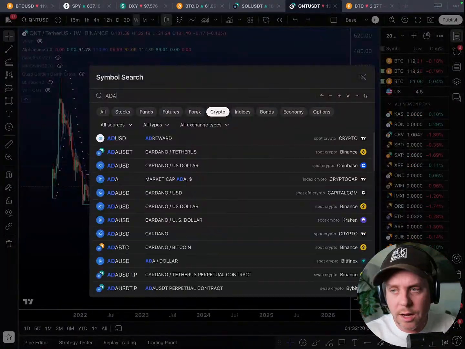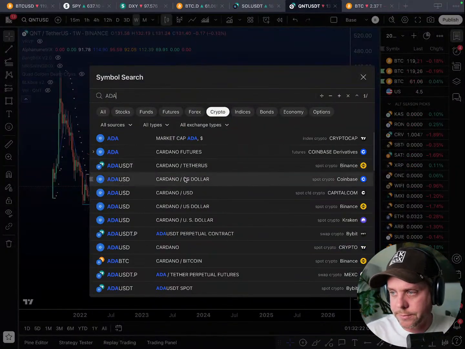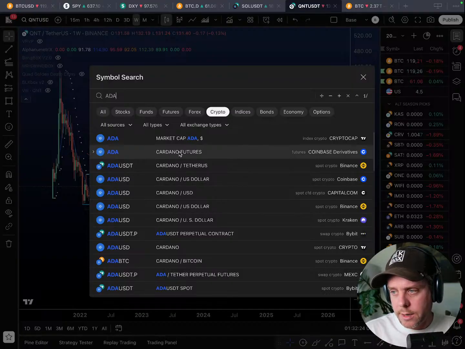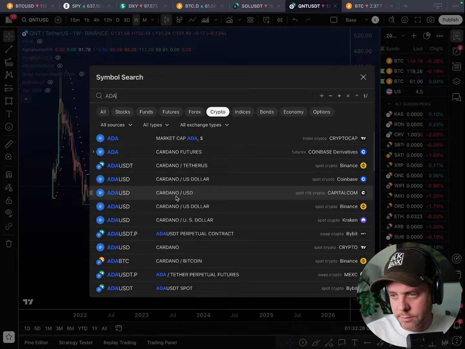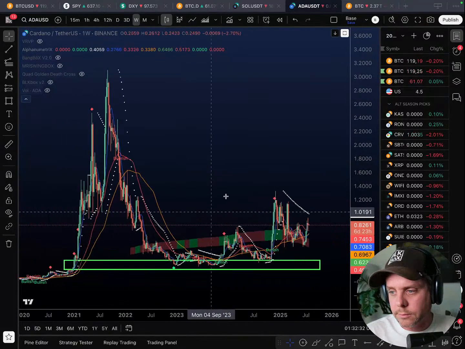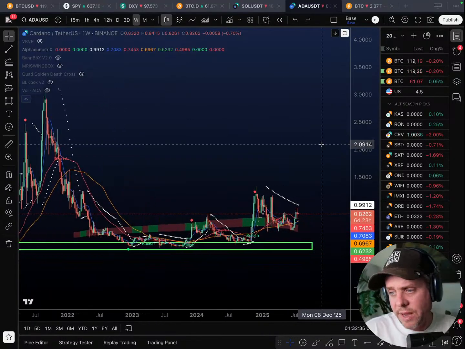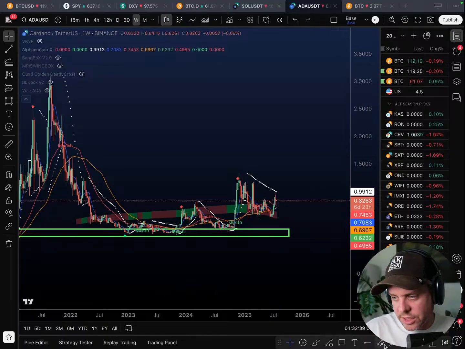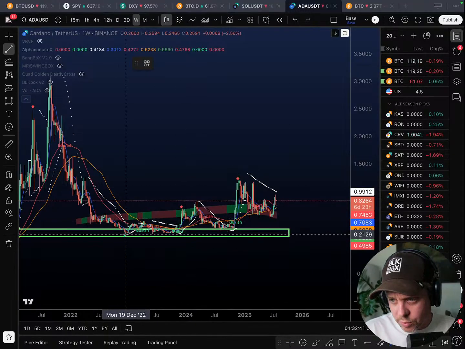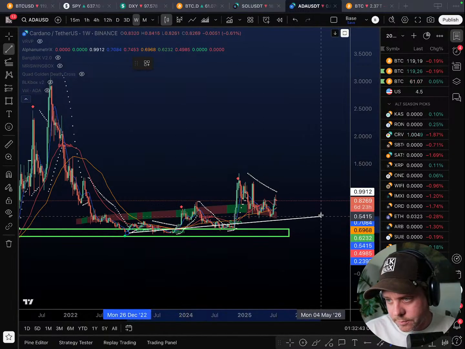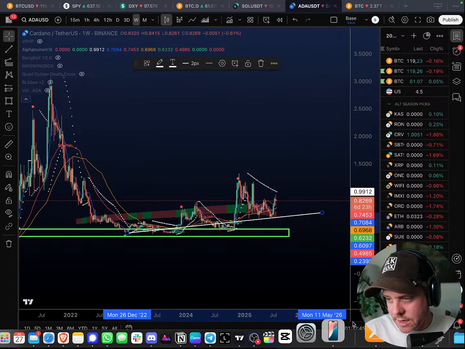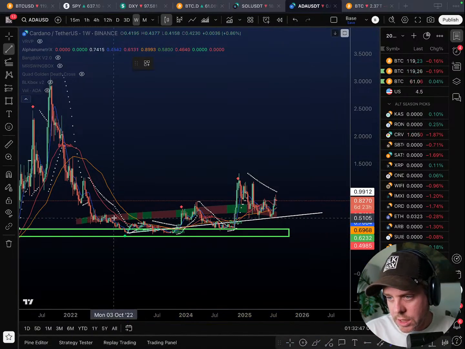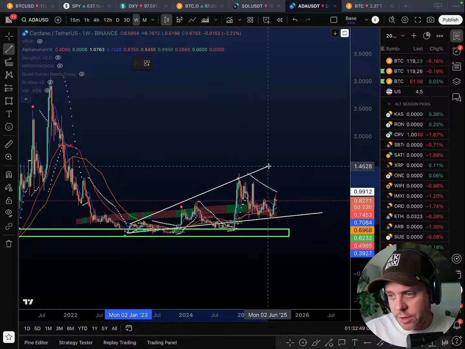Let's take a look at Cardano. Yeah, not bad. Not great. You kind of have this Jesse Livermore broadening wedge formation. Ascending broadening wedge. These are a bitch to trade, by the way.